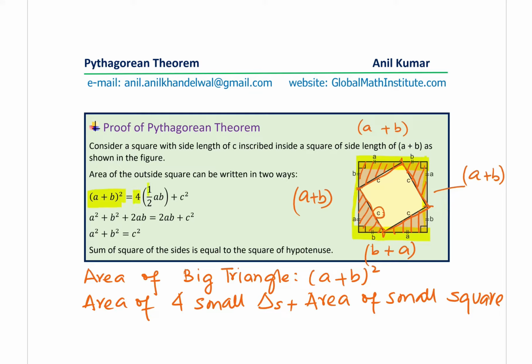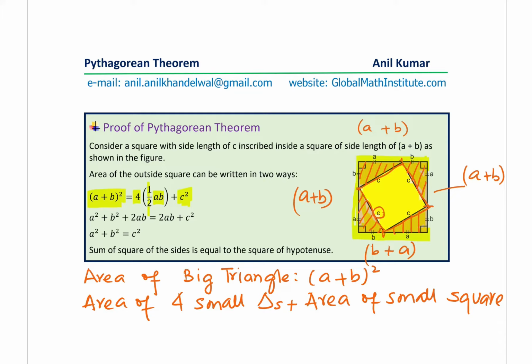4 times half of base times height, that is base times height, becomes the area of one triangle. When you multiply this by 4, you get the area of all the 4 small triangles, plus c square, which is the area of the center part. So that is also the area of the big triangle. So both have now been equated.